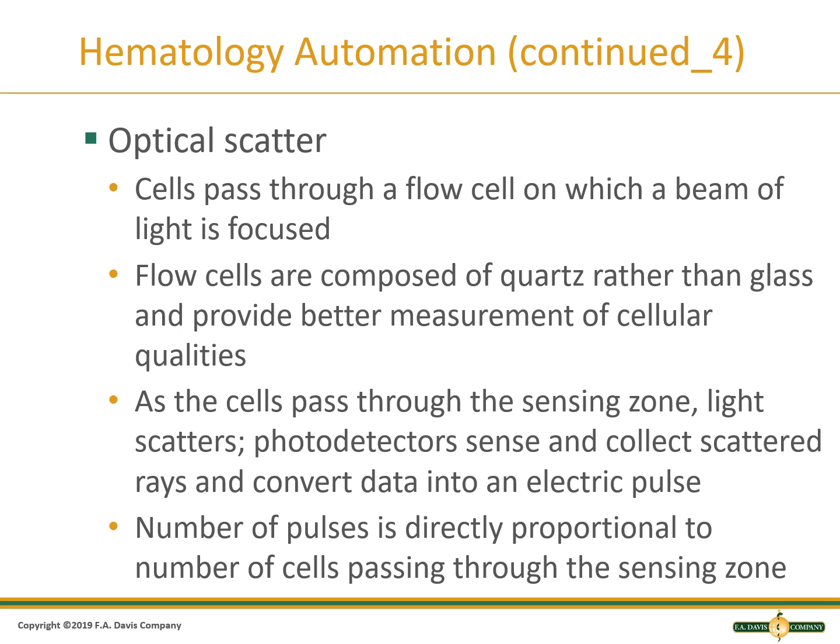An optical scatter is when the cells pass through a flow cell on which a beam of light is focused. The flow cells are composed of quartz rather than glass and provide a better measurement of cellular qualities. As the cells pass through the sensing zone, light scatters. Photodetectors sense and collect scattered rays and convert that data into an electrical pulse. So the number of pulses is directly proportional to the number of cells passing through the sensing zone.